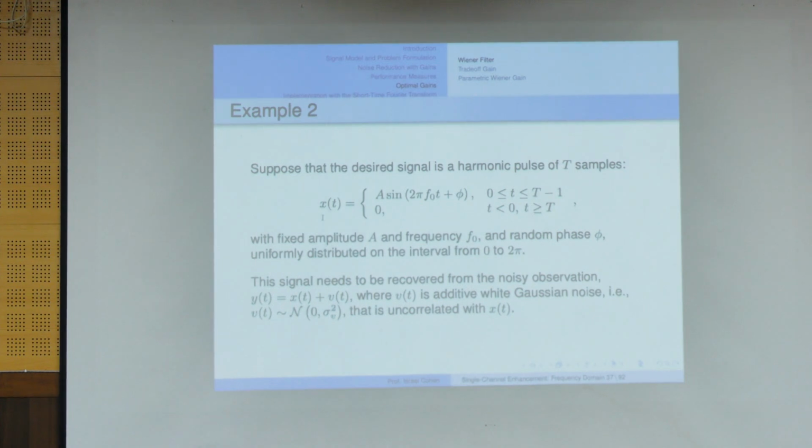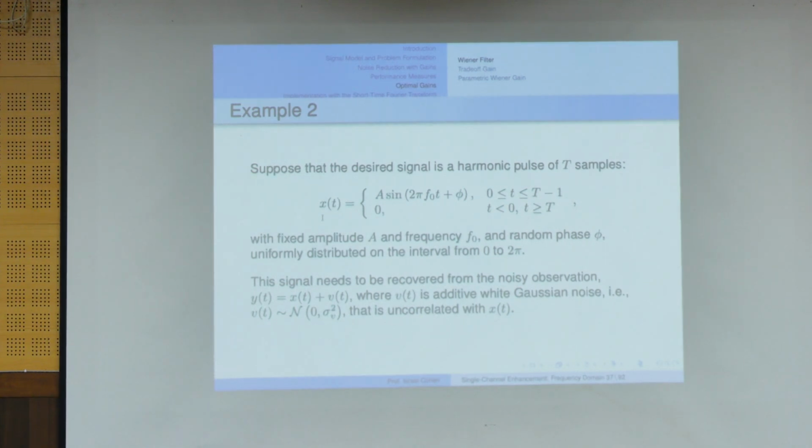But here, if we work in the frequency domain, we cannot do a Fourier transform on an infinite length of the signal. We need to restrict the length of what we measure. So suppose that we measure a certain length signal. How do we deal with that?